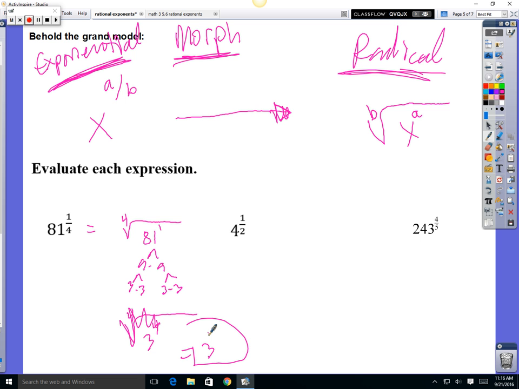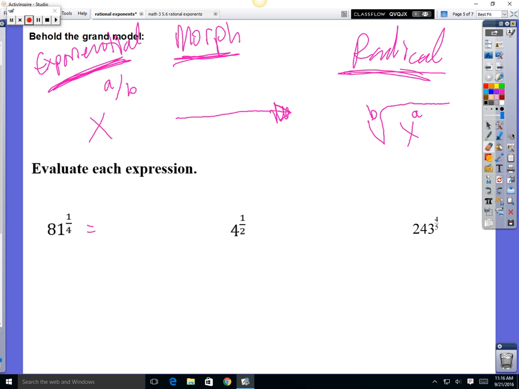That is awesome. Okay, let's do 4 to the 1/2. Morph it. If you morph them, it's going to make it easier. 4 to the 1/2 would be a square root of 4, and you just have one of them. And the square root of 4 is pretty common. That's just 2. 243 to the 4/5. Okay, this one is going to be the hardest one so far. 243 to the 4/5. Let's try this.